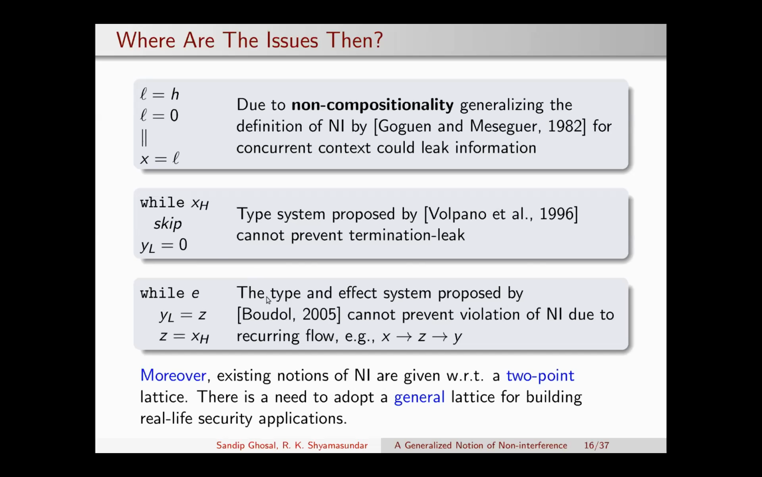While the type system proposed by Boudol prevents the termination leak, it cannot realize recurring information flow that arises in a loop, which is not consistent with the definition of non-interference. In the example shown in the slide, information could flow from X to Z to Y. Further, the existing notions of non-interference are defined with respect to a two-point lattice. However, in real-life applications, it is necessary to adopt a multi-point security lattice.